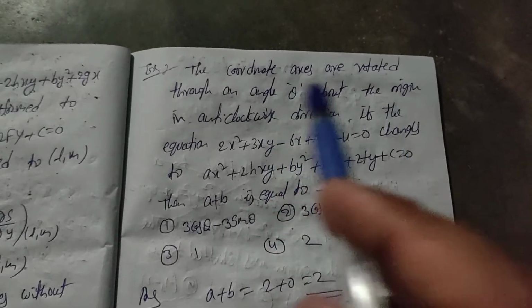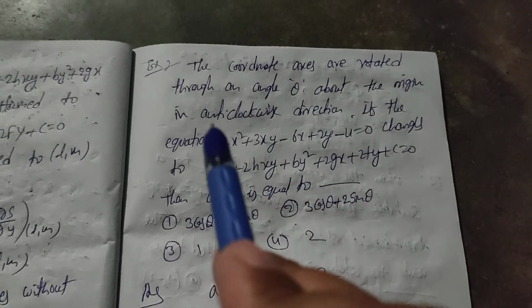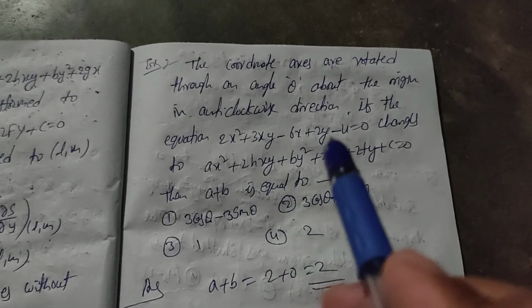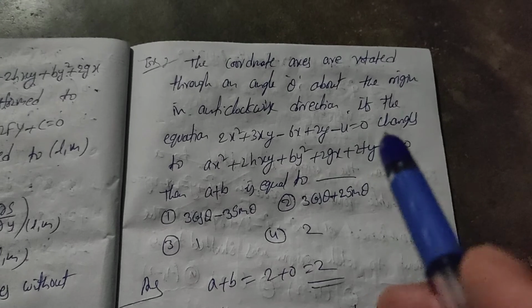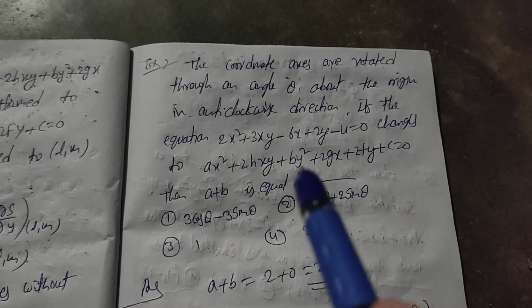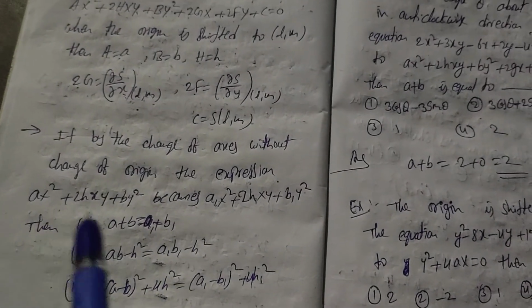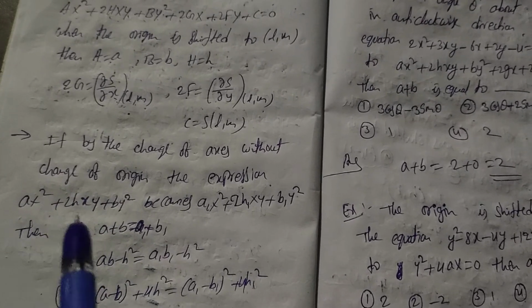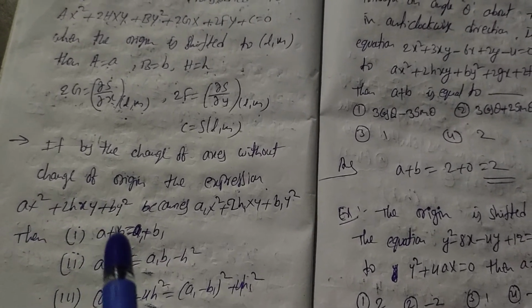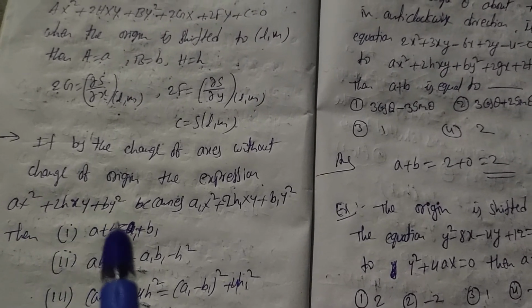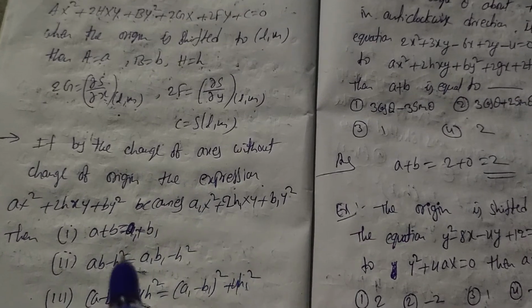So based on this, take one example. The coordinate axes are rotated through an angle theta about the origin in the anti-clockwise direction. If the equation 2x square plus 3xy minus 6x plus 22y minus 4 is equal to 0 changes to ax square plus 2hxy plus by square plus 2gx plus 2fy plus c is equal to 0, then a plus b is equal to. So here I gave the formula for only three terms, ax square plus 2hxy plus by square. It is applicable for the complete equation also, that means ax square plus 2hxy plus by square plus 2gx plus 2fy plus c is equal to 0 also.